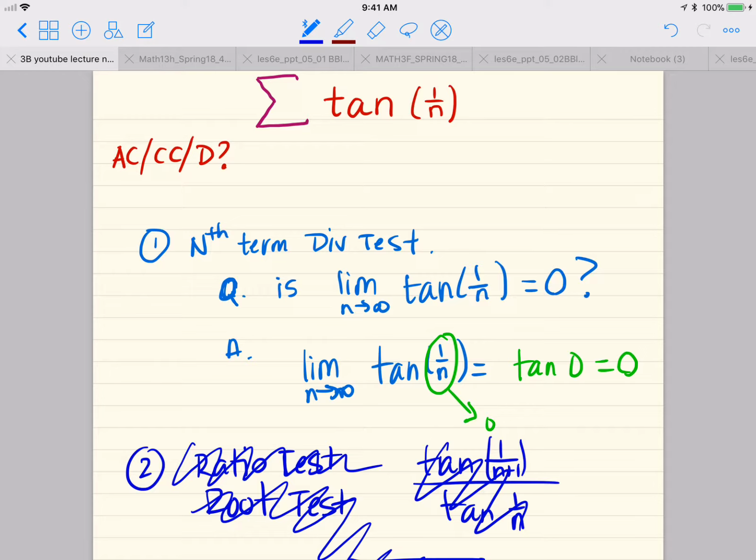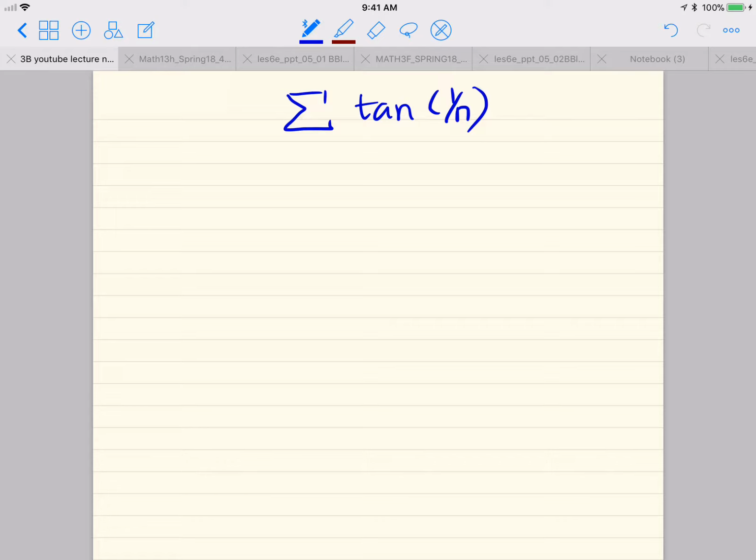So the best we can do is to try to compare. So we're going to need to use a comparison test. So we've got tangent of 1 over n. And the only thing I'm thinking of is let's just compare it with 1 over n. So let's try to do a limit comparison test with 1 over n. That's the only thing that's standing out to me, and it might just be because 1 over n is the argument of tangent. So I need to know the limit as n goes to infinity of tangent 1 over n over 1 over n.